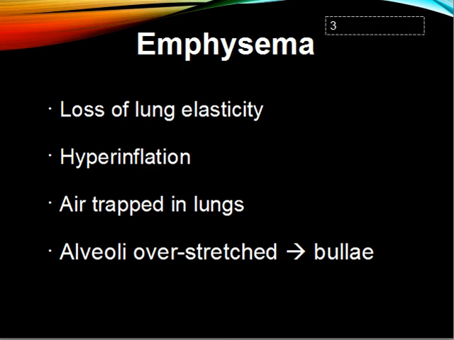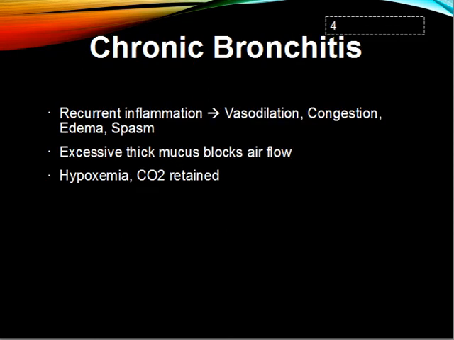Emphysema is a loss of lung elasticity caused by hyperinflation because air is trapped in the lungs. Alveoli overstretch and become bullae. Bullae are basically things that are going to pop. That can happen if they are overstretched for too long. Chronic bronchitis is recurrent inflammation, vasodilation, congestion, edema, and spasm. Excessive thick mucus blocks the airflow, causes hypoxia, and causes you to retain CO2.